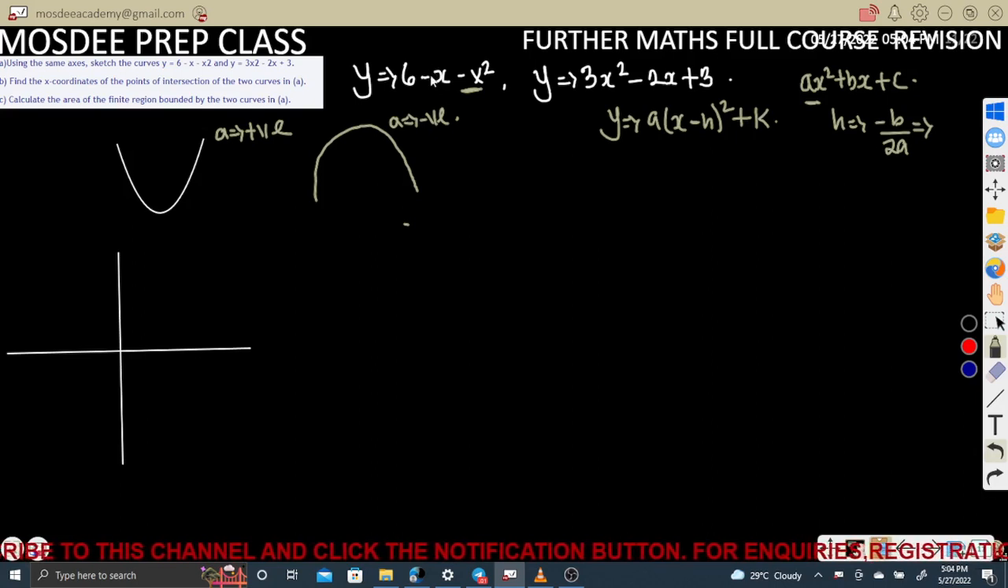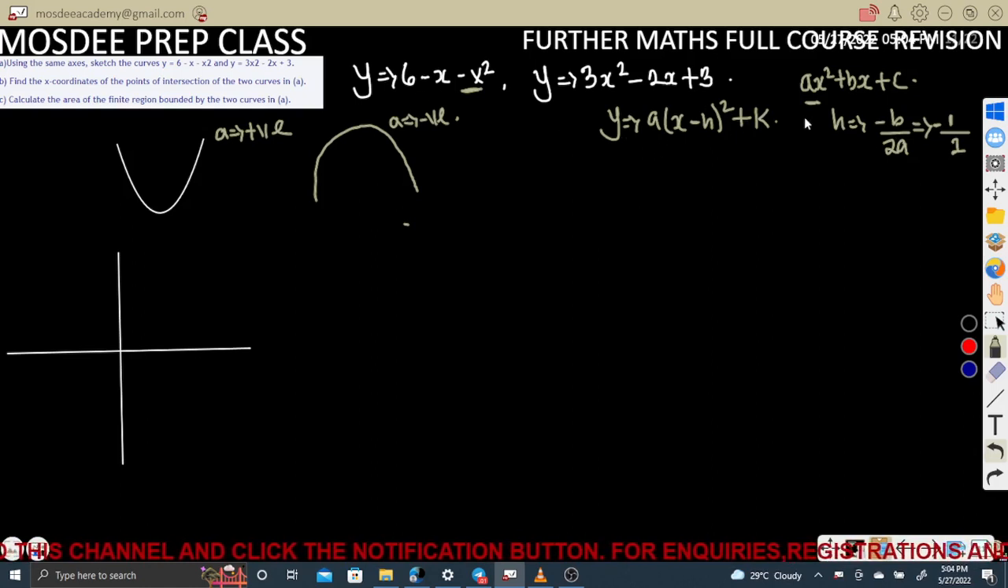You can see the coefficient of x is b. From what we have written here, negative of negative 1 is positive 1 over 2 times negative 1, which is negative 1 over 2, because a is minus 1. So the vertex of this curve will be at x equals minus 1 over 2.